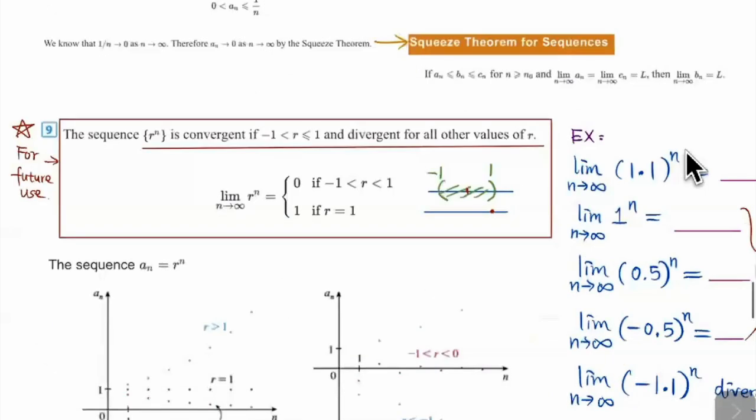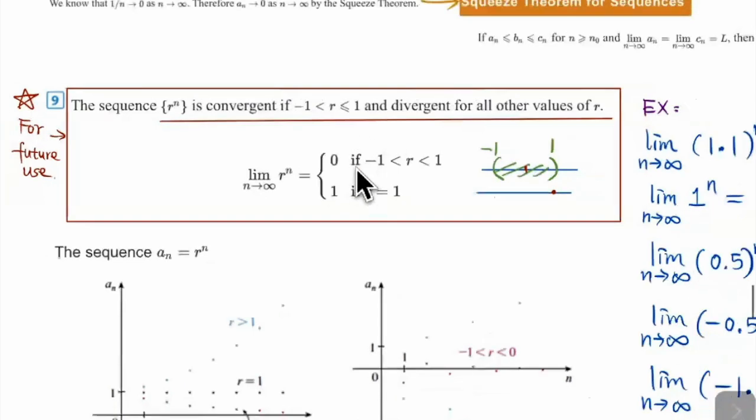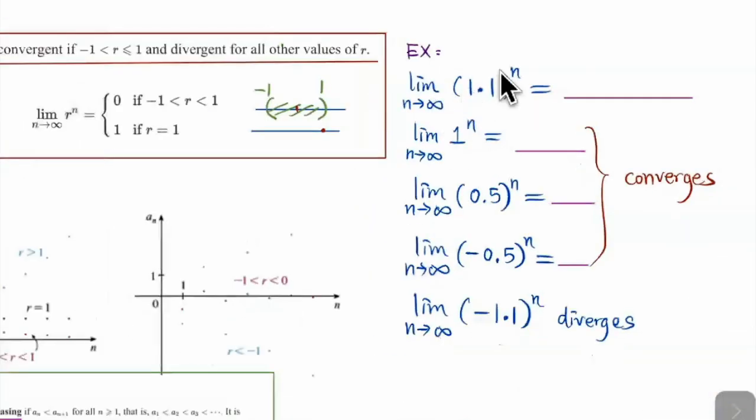Okay, the next one over here is a theorem that we're going to use in the future. So how about we go for this one now? Okay. Well, to start with this, maybe I try some examples first. What is the limit of 1.1 to the n power when n goes to infinity? If you keep on multiplying 1.1, use your calculator, right? Times 1.1 times 1.1. Okay.